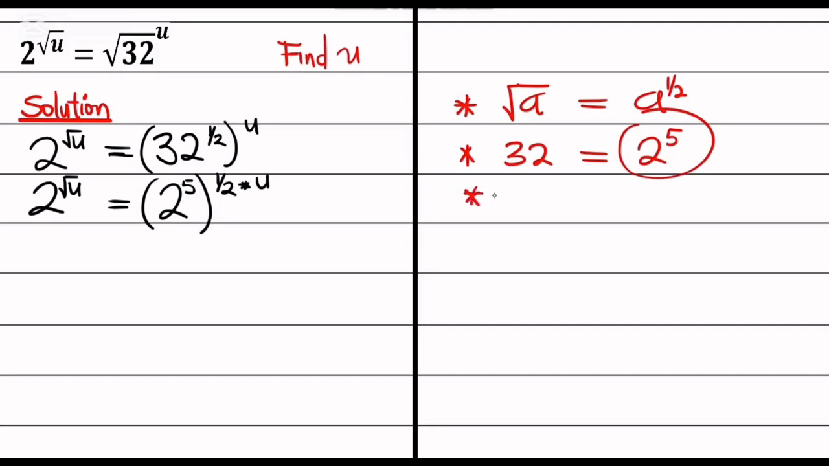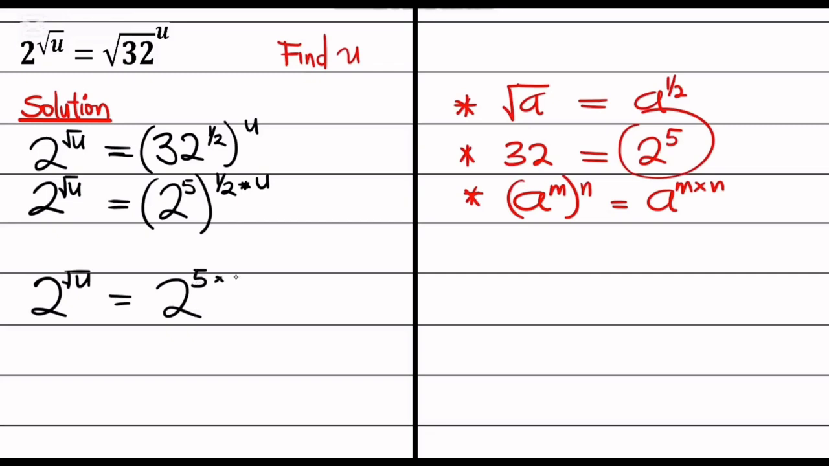Following an index rule that if we have a raised to the power of m in parentheses, the whole thing raised to the power of n, this results in a raised to the power of m multiplied by n. Therefore, doing the same thing here, we have 2 raised to the power of square root of u equals 2 raised to the power of 5, multiplied by 1 over 2, multiplied by u here.